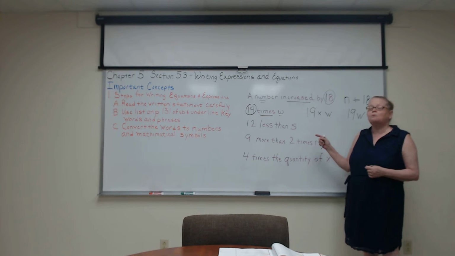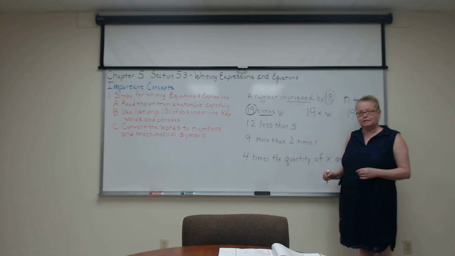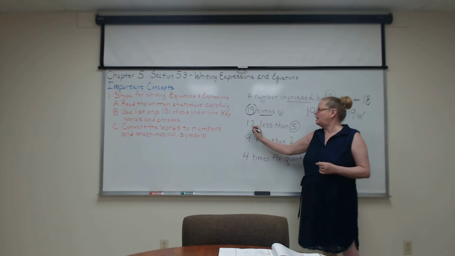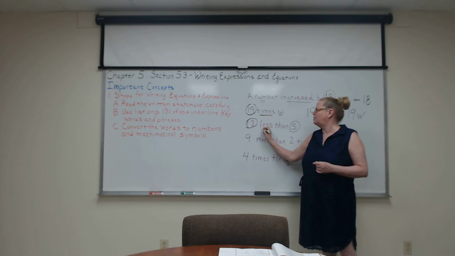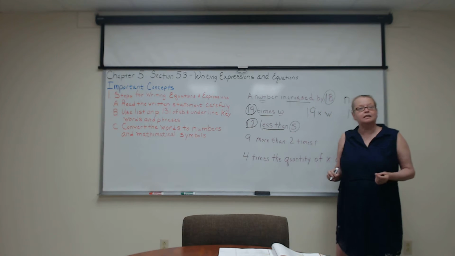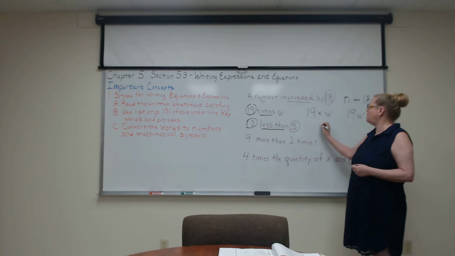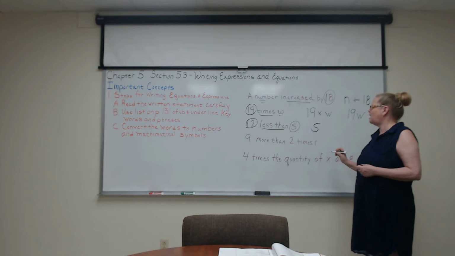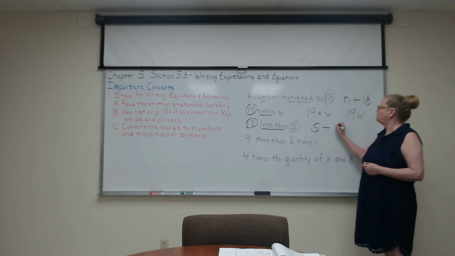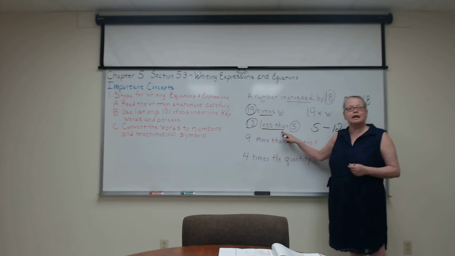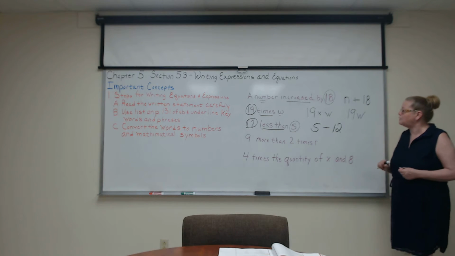Let's look at the next one. We have 12 less than S. So here's our letter. They're giving us our unknown. And then 12, we have another number, less than. What does less than indicate? We're talking about subtraction. So we have our variable S that we are taking 12 away from. Notice how this is phrased. 12 less than S. So we're starting out with the S and we're taking 12 away from it. So that's what that would look like.